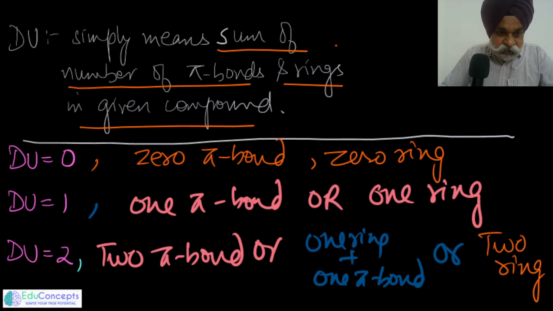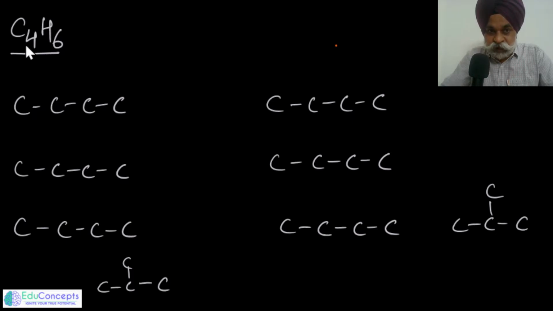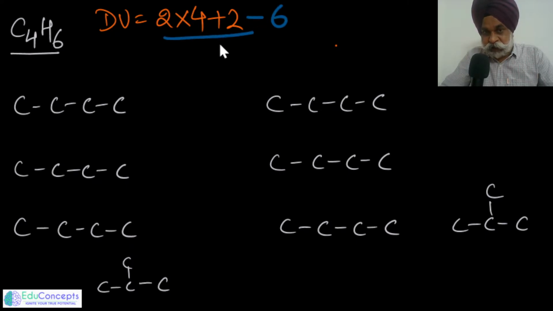So let me take one example here. Say for example, you are being given C4H6. So degree of unsaturation would be, as per the formula, 2 into number of carbon atoms 4, plus 2 is to be added, and number of hydrogen atoms are to be subtracted, divided by 2. So 8, and 8 plus 2 is 10, minus 6, divided by 2 comes out to be 2. So degree of unsaturation is 2.